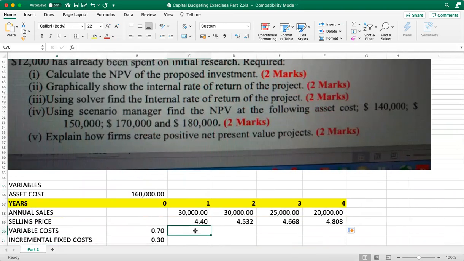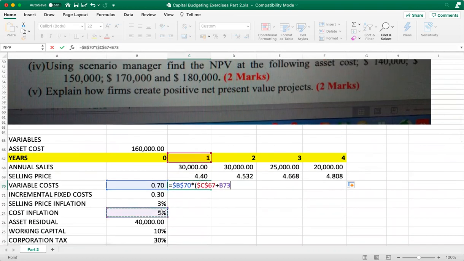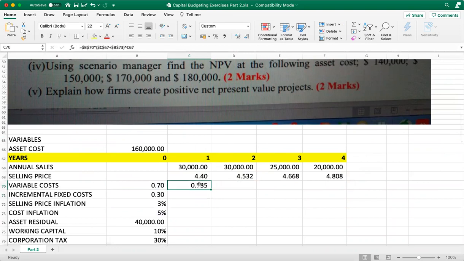So now we go to year 1 and say equals 0.7, put $ sign, multiply by, put brackets, 1, put $ sign plus, the variable costs will inflate at 5%. So plus 5%, put $ sign, power 1. So 0.735. Copy this across and you have 0.851 in year 4. So that is computed correctly.